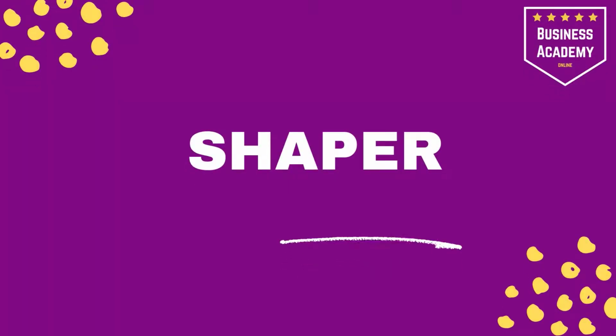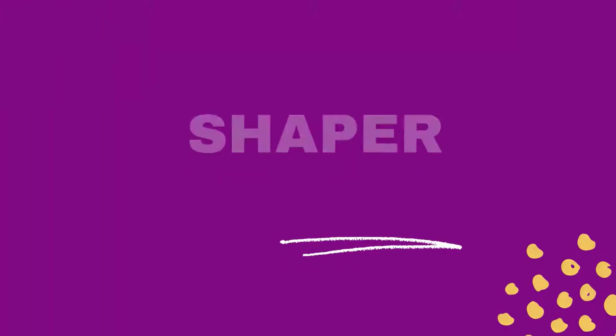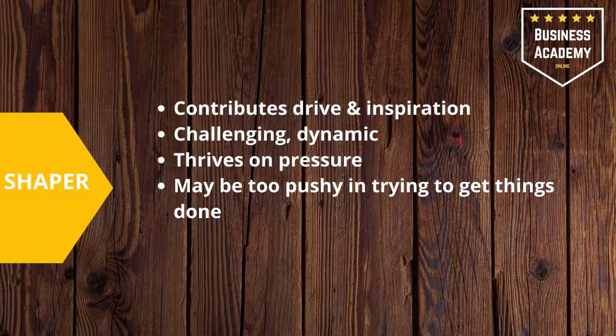The next role is the shaper. The shaper is the one that contributes drive and inspiration. They tend to be quite challenging and dynamic and really wanting to drive things forward. They thrive on that pressure and stress. The problem with the shaper is that they may be too pushy in trying to get things done and can become a little bit aggressive rather than just assertive. But you need this for things to happen, for disruption to occur.